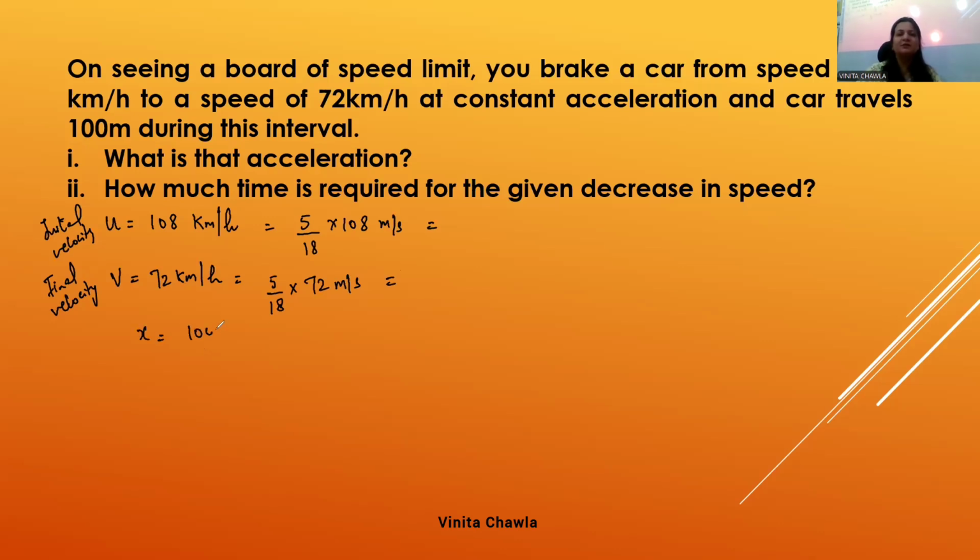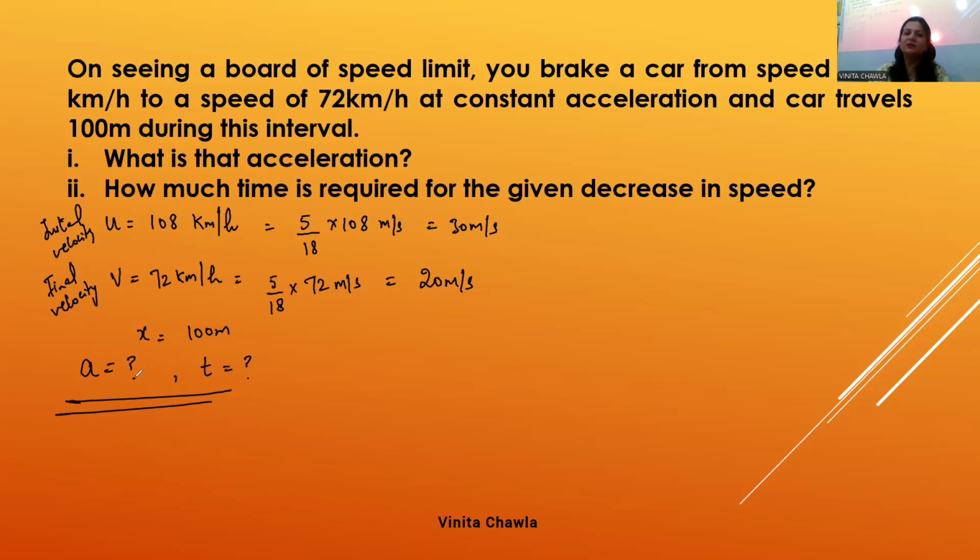X is 100 meter. Is anything else given that we are missing? No, right? We have to find acceleration and how much time is required for the given decrease in speed. These two quantities we have to find out. Easy. We have to apply two different equations of motion here. So when we convert this in meter per second, we get 30, and here it's 20.